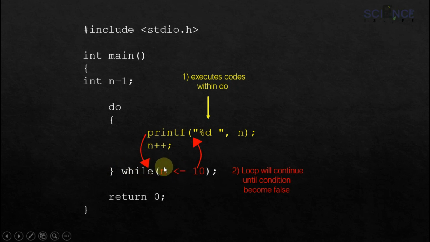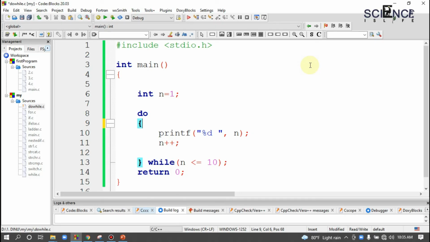Then what is my n's value? It is 2. The condition is true, right? If the condition is true, I can move inside this do again, right? Then execute the things, and again I will check the condition, and if the condition is true, again I will execute all of these things. Likewise, this loop will continue, right? So that is how it is working.